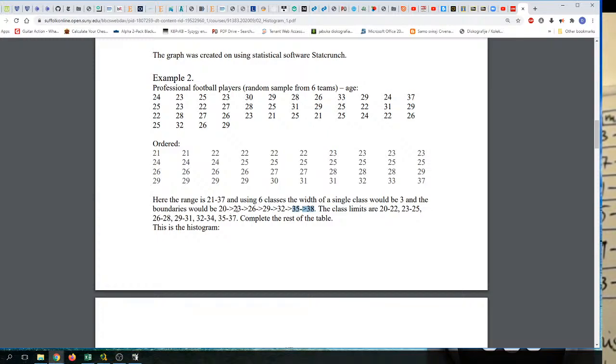The next class is 23, 24, 25. The next class is 26, 27, 28. The next class is 29, 30, 31. The next class is 32, 33, 34. The next class is 35, 36, 37. Okay, those are the values that are in each class. Right, so those are the limits.